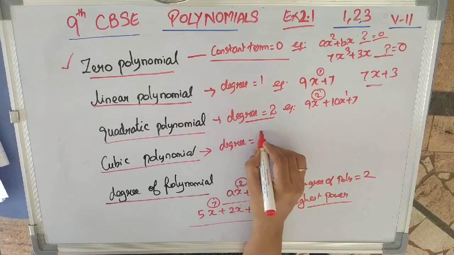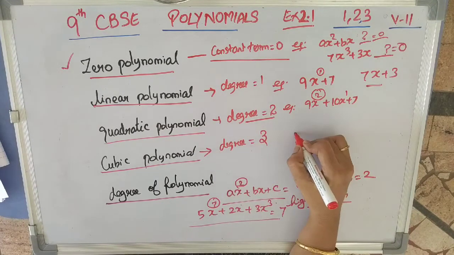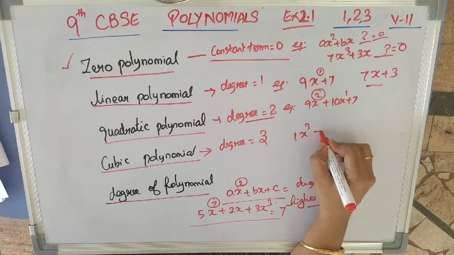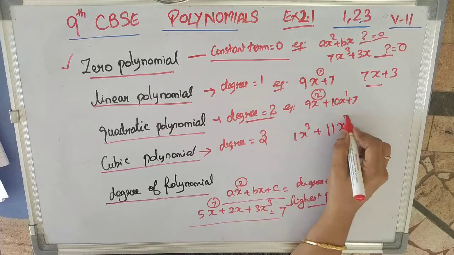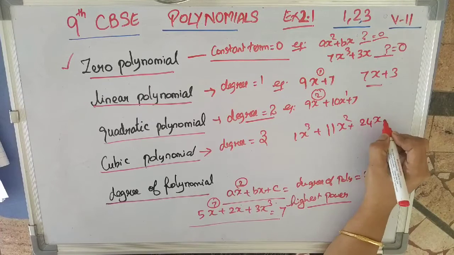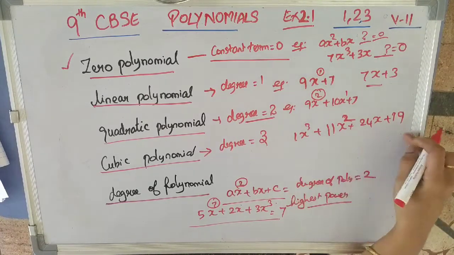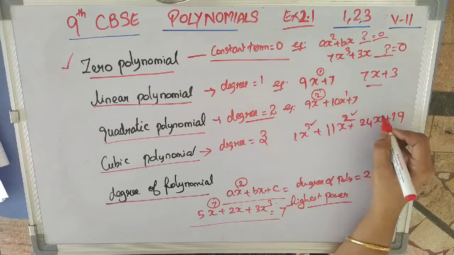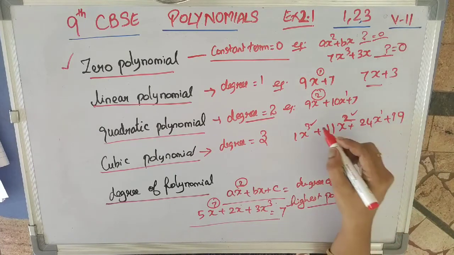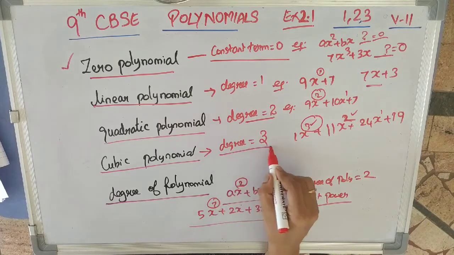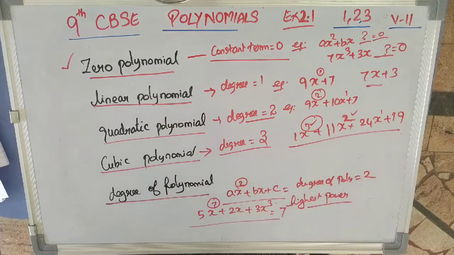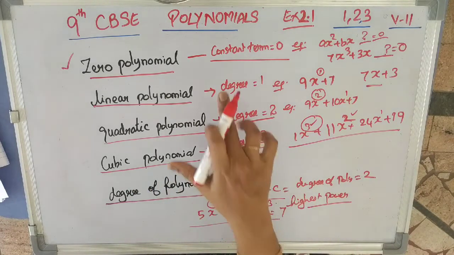The degree of a polynomial should be 3. That is, the highest power of x in that polynomial should be 3. Example, 1x cubed plus 11x squared plus 24x plus 19. Here x has the powers 3, 2 and 1. But which is the highest? 3, isn't it? So the degree of the polynomial is 3. This is a cubic polynomial.